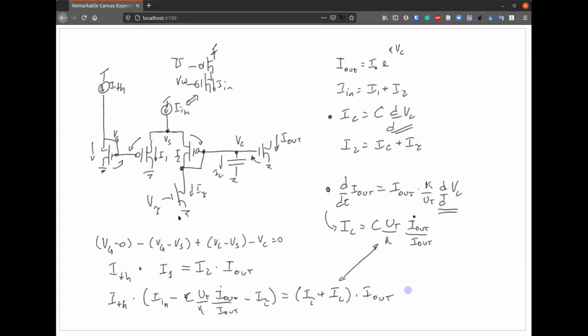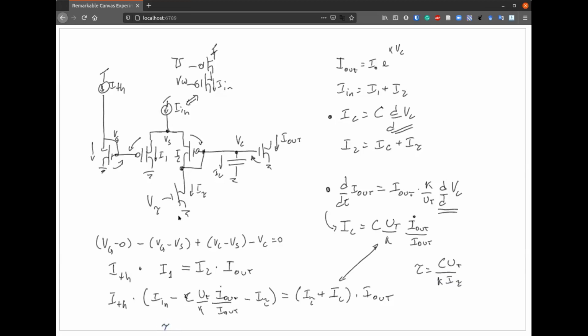So if you now bring everything to the left and the right, and you try to simplify the equation, and if you write also that tau is equal to the same thing I wrote before, C UT over kappa I tau, then we can write a differential equation. Let's see if I manage to stay on the same page.